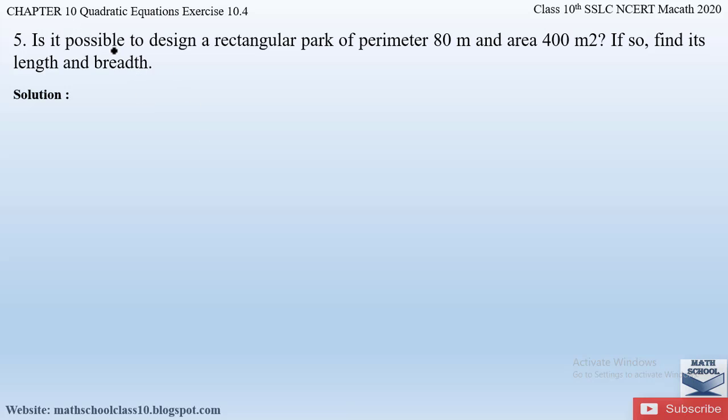So here in the question they're asking us, is it possible to design a rectangular park? There is a rectangular park whose perimeter is given and area is given, so we have to find its length and breadth. There is no relation given between length and breadth here, like the question number 3 which we had solved earlier. So we have to assume the length to be x meters and breadth to be y meters initially.